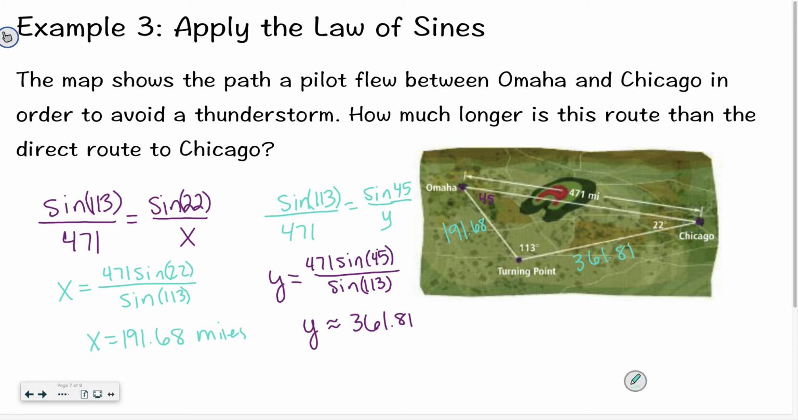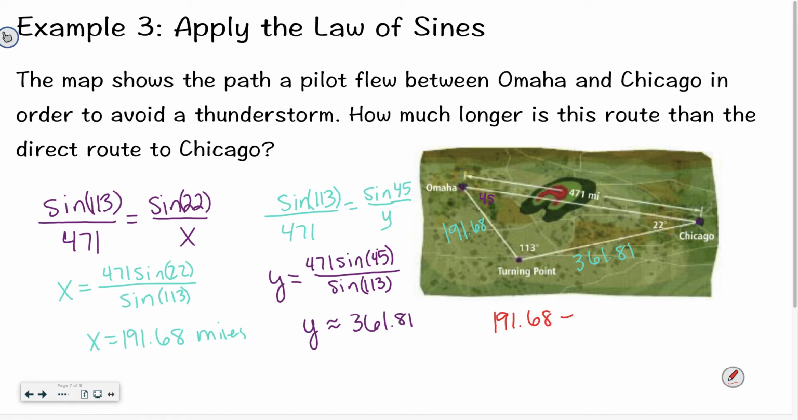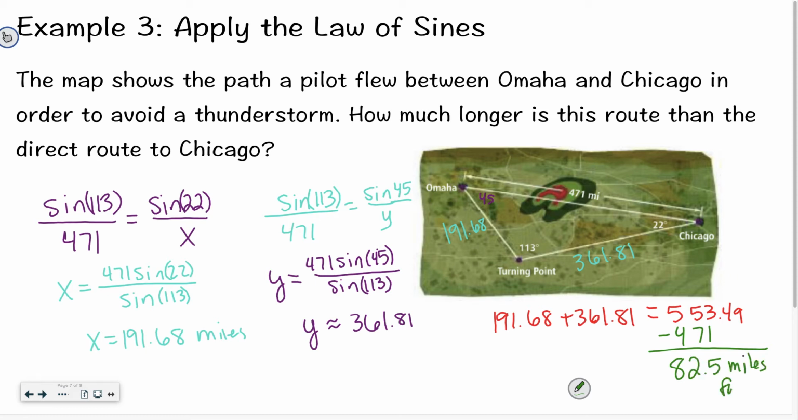So then what I'm going to do is type in 191.68 plus 361.81, and I know that my distance is about 553.49. I want to know how much farther that distance is than the direct route, so I'm going to subtract the actual distance between the two, and I find out that it's about 82.5 miles farther. And that's my final answer.